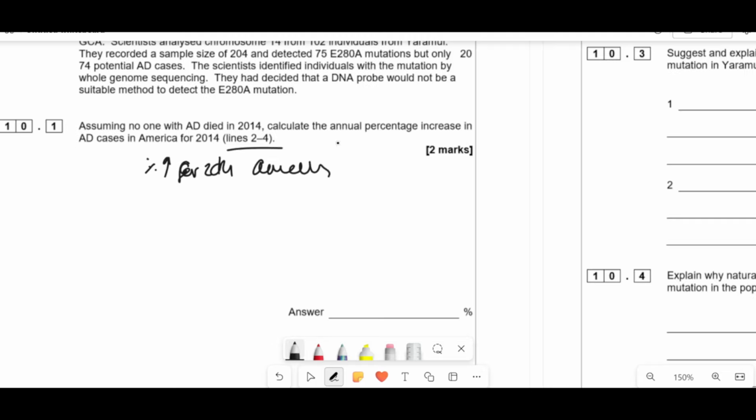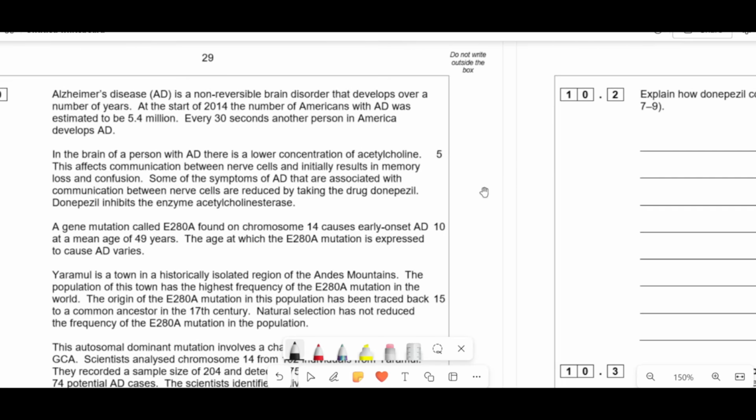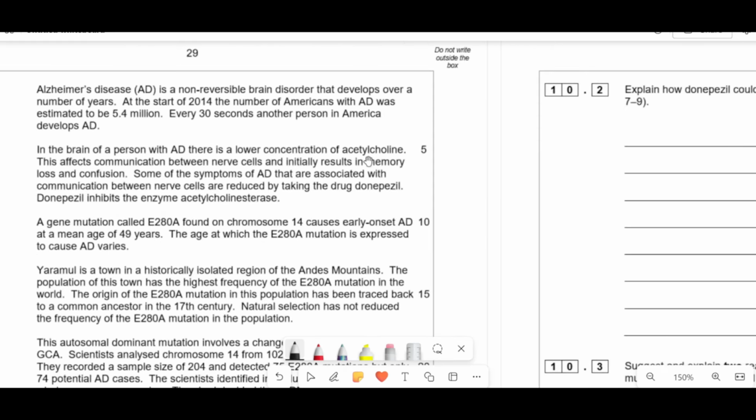So go back. When it says lines 2 to 4, it doesn't mean what you need is in lines 2 to 4. It's telling you where to go and find the bit they're referencing. You need to read around it, before and after it, to see what you need. Because if I look only at lines 2 to 4, maybe the answer that I don't need is there. So if we look at lines 2 to 4, at the start of 2014, the number of Americans was this. Every 30 seconds, another person develops AD. If you had just looked at this singular line, you would have got literally nothing from that.